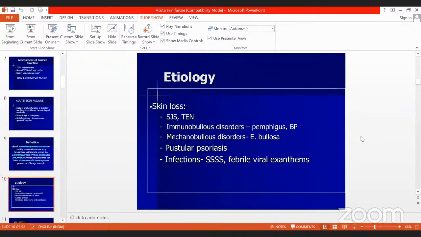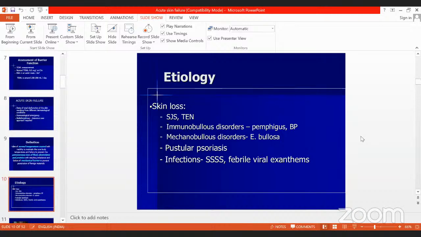So what could be the causes of acute skin failure? There are so many causes. Dr. Soumya later will be talking about some of them in the form of immunobullous disorders. That is one of the causes. But if you look at the causes, you're looking at conditions where skin is lost, like Stevens-Johnson syndrome, toxic epidermal necrolysis, other immunobullous diseases like pemphigus vulgaris, mechanobullous disorders seen in neonates like epidermolysis bullosa. You have pustular psoriasis, and then you have some infections in children like staphylococcal scalded skin syndrome. In this case, the skin itself is lost.